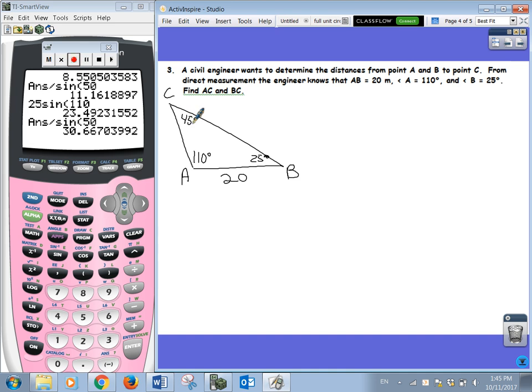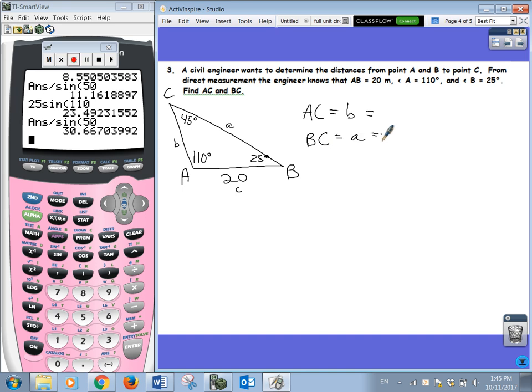Now, we need that information in order to solve this problem, but in order to answer the question, that isn't an answer that I would provide because it doesn't ask me that question. It says find AC and BC. So if we are labeling this like we have been before, and this is C, I'm going to say that AC is equal to B, and I'm going to find that answer. And I'm going to say that BC is equal to A, and I'm going to find that answer. So you have to find two answers.